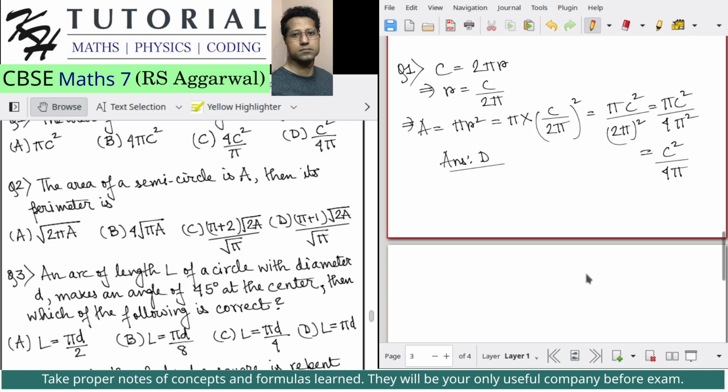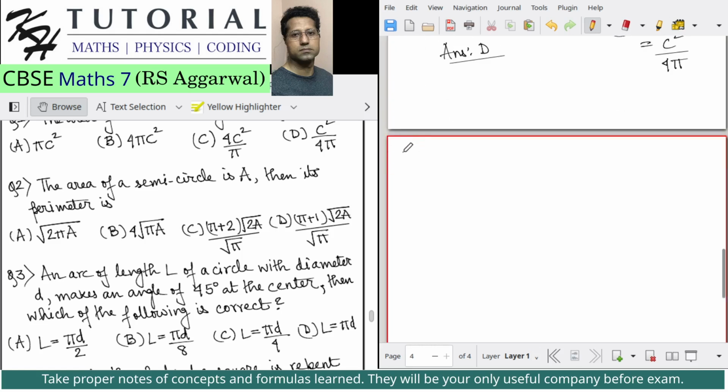Question number 2. The area of a semicircle is A, then its perimeter is, okay, the area of a semicircle is A, then its perimeter is. Now to know the perimeter or the area of a semicircle, all we need to know is the radius. The area of a semicircle is given to be A.